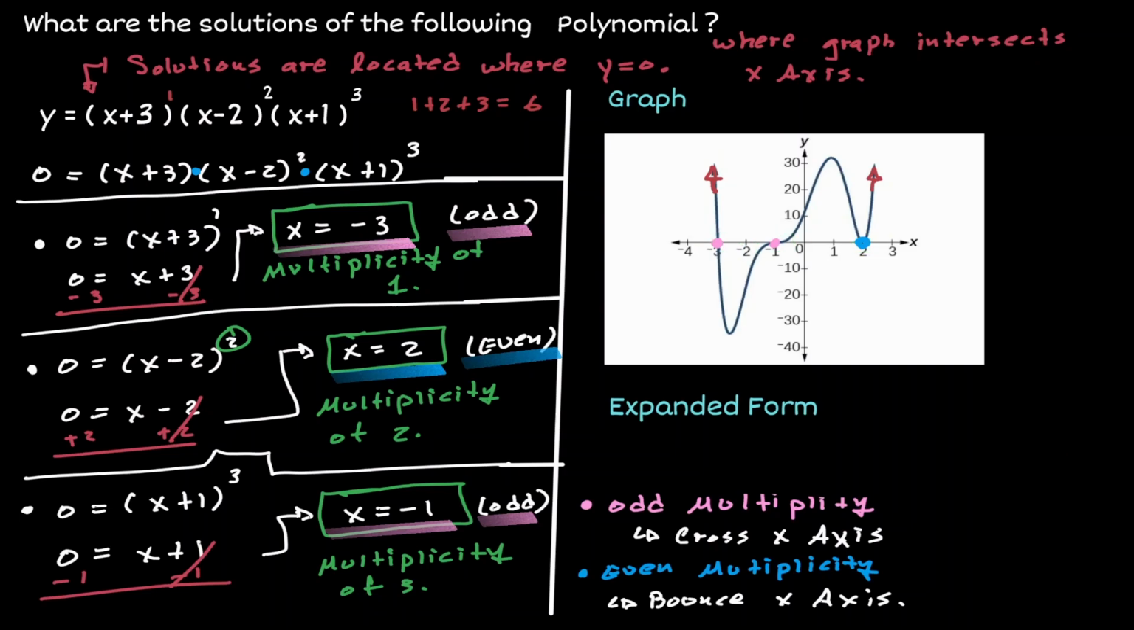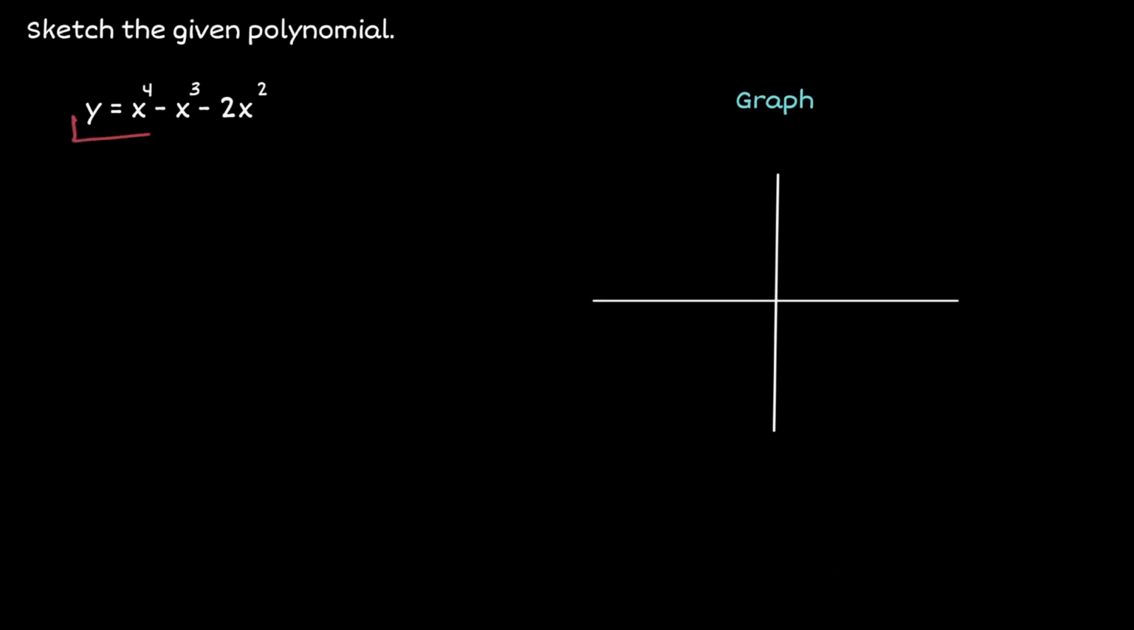Let's take a look at one more example. So given the following polynomial, let's sketch it. The first thing that we want to do, let's identify the end behaviors. If we take a look at the leading term, we can see that the degree is even. And it seems like we do not have a leading coefficient, but there's an imaginary one in there. Notice that that's positive, then the leading coefficient is positive.